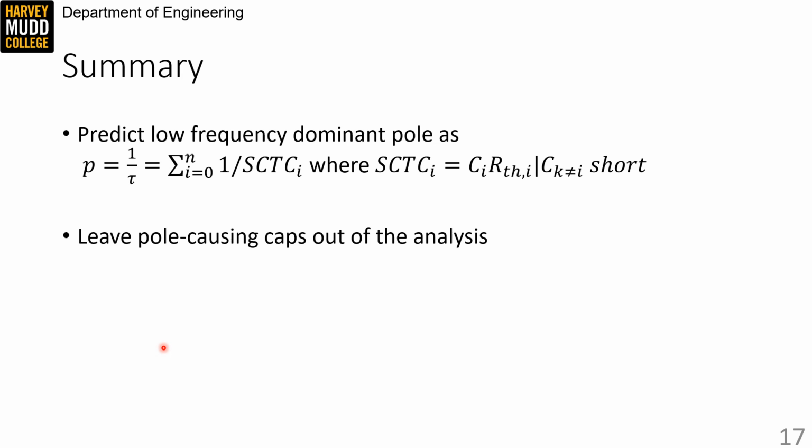So, in summary, we can predict our low-frequency dominant pole location as p equal to the sum of 1 over the short-circuit time constants, where the short-circuit time constants are caps times the Thevenin impedance seen from the cap, assuming all other caps are shorted. But we leave pole-causing caps out of this analysis. We assume they're all open circuits.